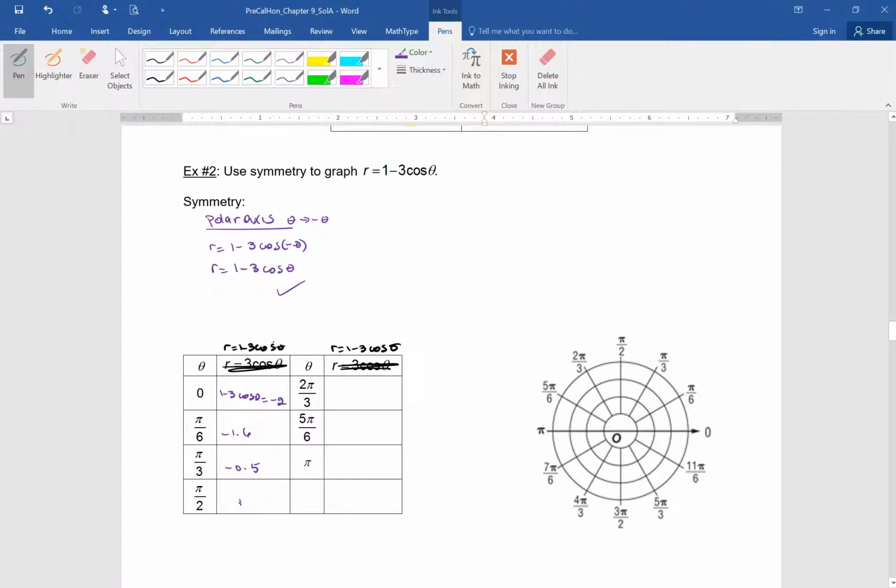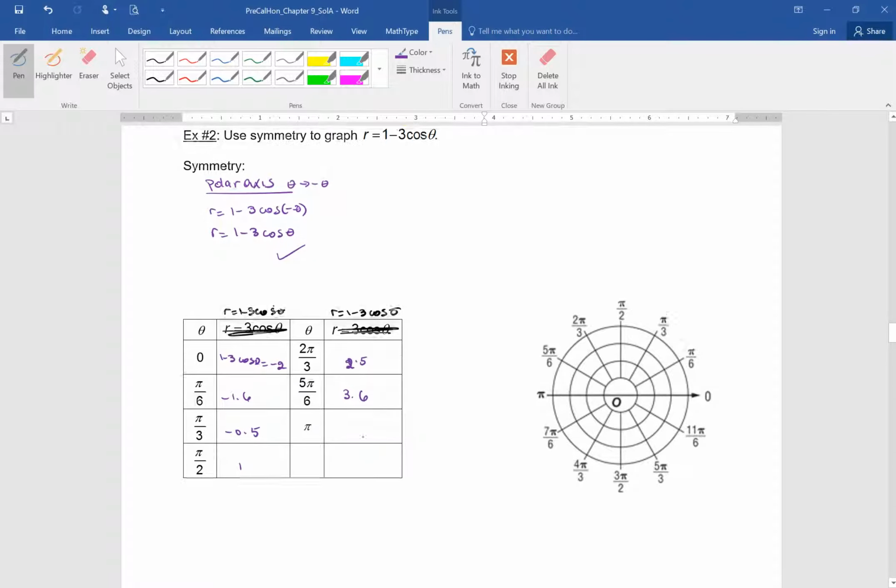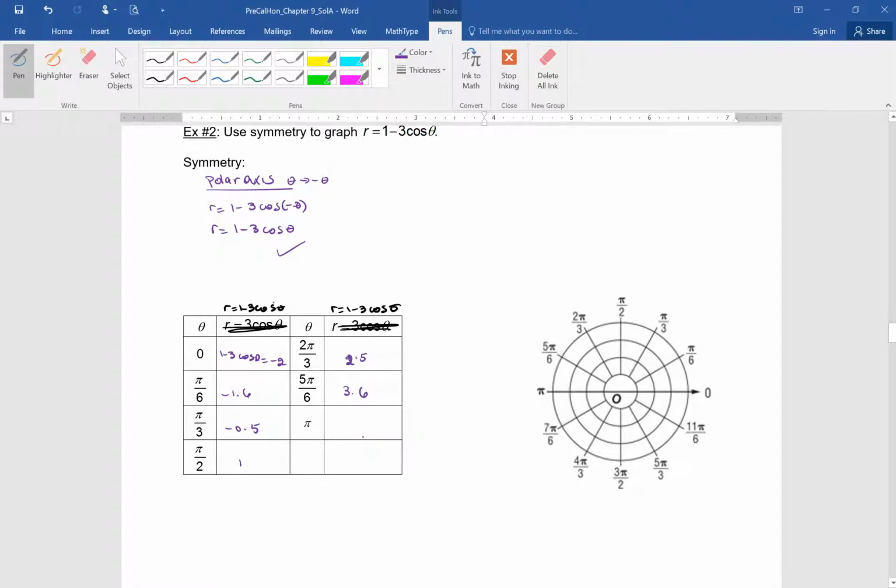What else? This is 0.5. 2.5. And here? What do we get here? 3.6. And at pi? 4. Okay, so let's graph this.